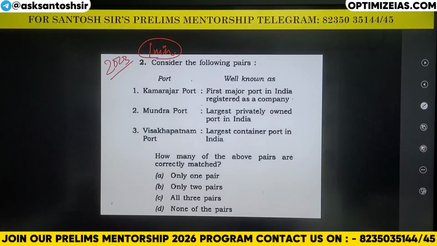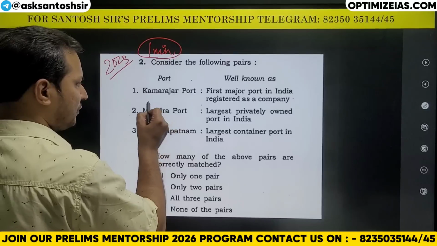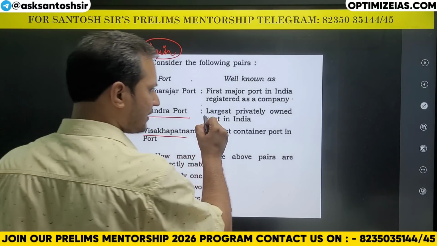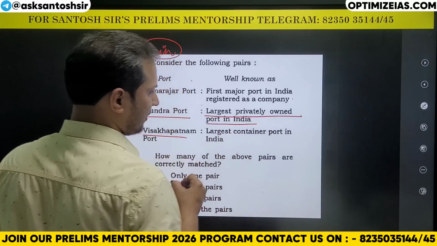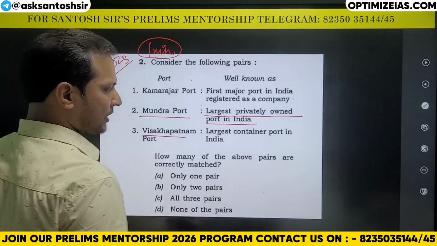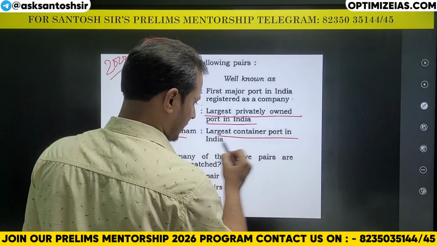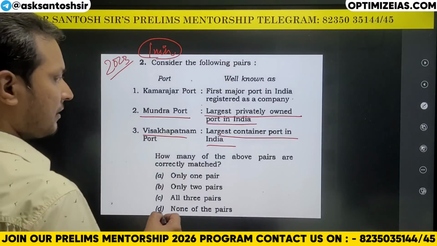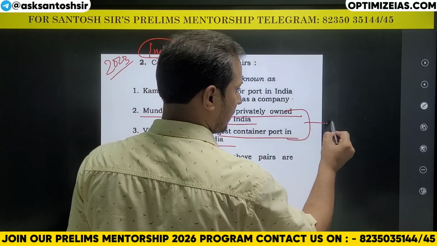My technique was very simple. My technique was, whenever the two statements are of similar nature, only one will be correct. So guys, it is very easy. If you see option 2, statement 2 and statement 3, largest privately owned port in India, largest container port in India. So out of two statements, what did I tell you? I told you that only one statement will be correct. So out of this, only one will be correct.